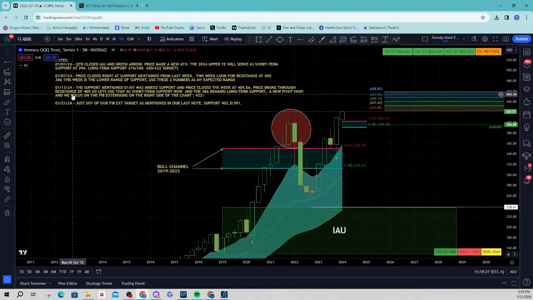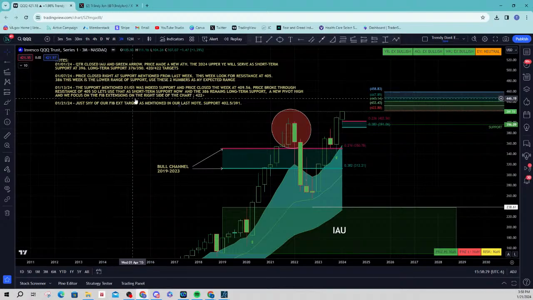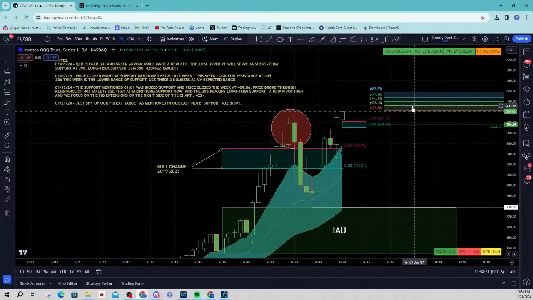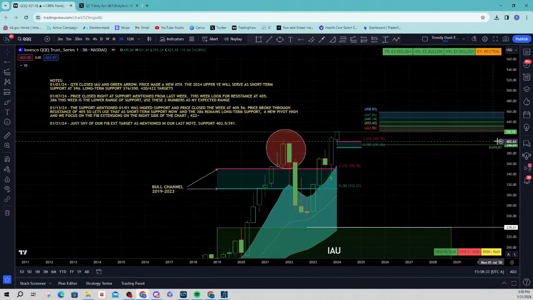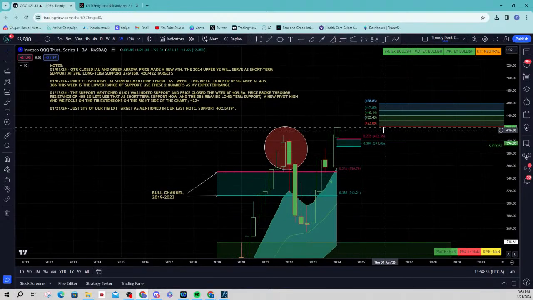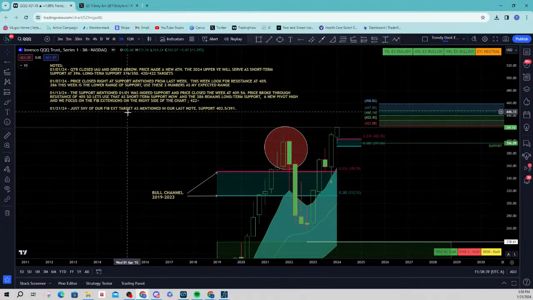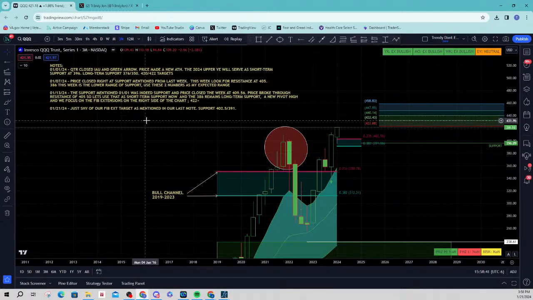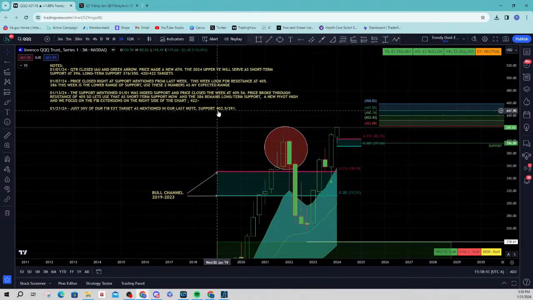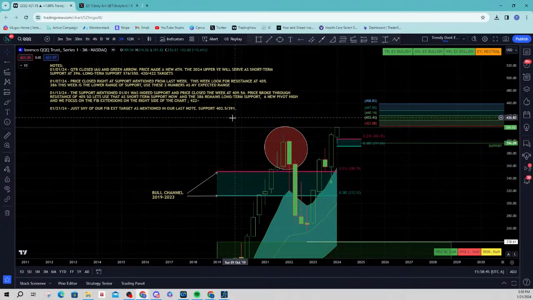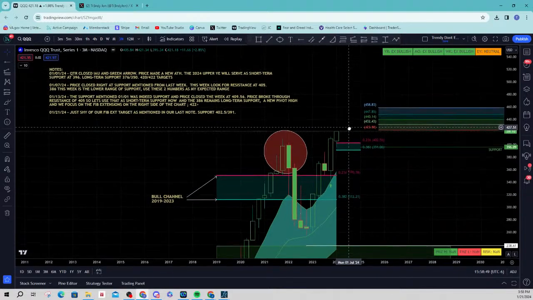A new pivot high, and we focus on the fib extensions on the right side of my screen, right over here. Guess what? A new high was made. Did you focus on the target up above? Just shy of our fib extension target as mentioned in our last note. Support now is 402.5 by 391, guys. You can see we were just shy of that 422.88.